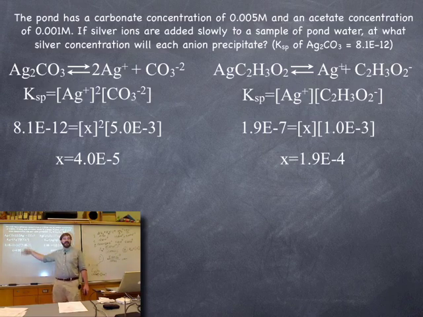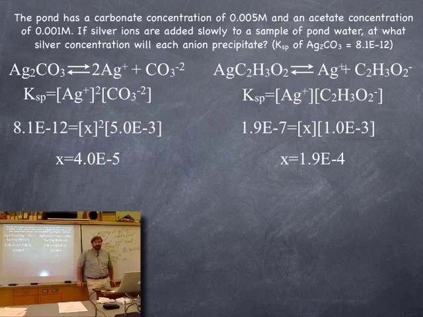We keep adding them. The silver carbonate will precipitate. Eventually the concentration will go up. Once the concentration of silver ions hits 1.9 times 10 to the negative 4th, then the silver acetate will start to precipitate as well.